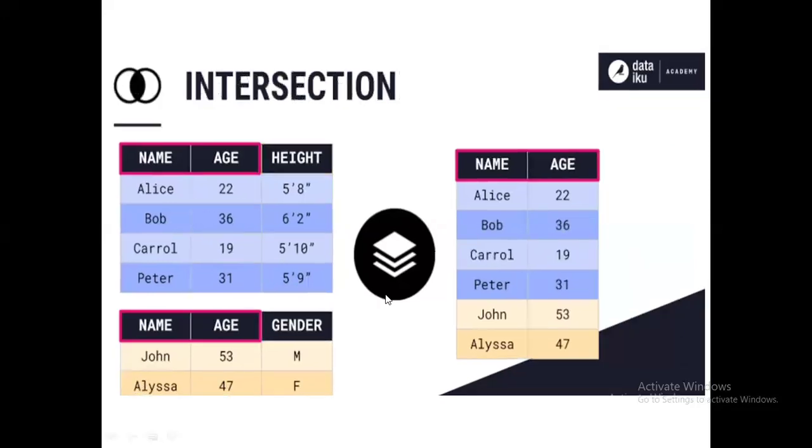Next, intersection. Intersection means only the common columns. Whatever matching columns are available, only those will be given. In these 2 datasets, the matching columns are name and age. Only 2 columns are matching, so name and age will be given in the intersection.